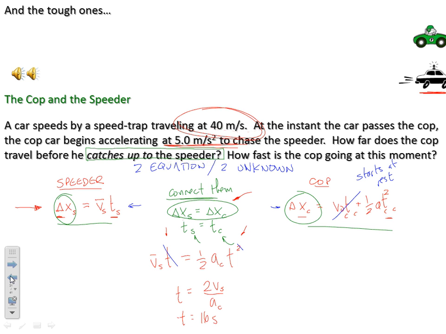Now notice, if you put t into there and t into here, you're going to get the same thing for the delta x for each one. You better. 16 times 40 is what, 640? And then 16 squared is, I don't know, 256 times 2.5, I don't know, yeah, 640 also. Give it to yourself if you want to. Okay? And then you find this for me. How fast is the cop going? Okay? So that's you.